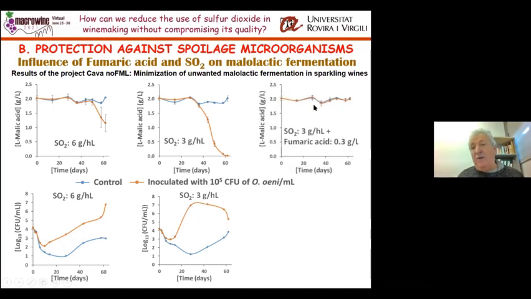Well, what happens when we add fumaric acid? In that case, a very low dose, 0.3 grams per liter.